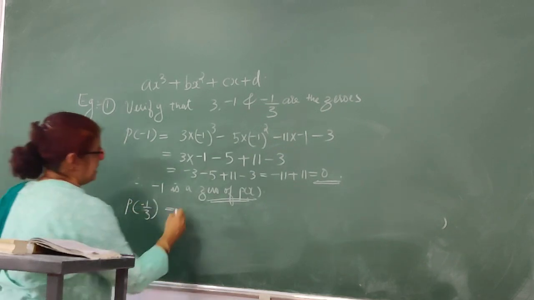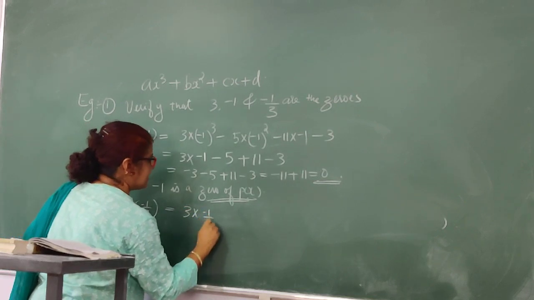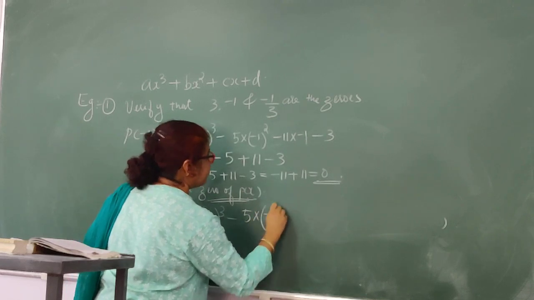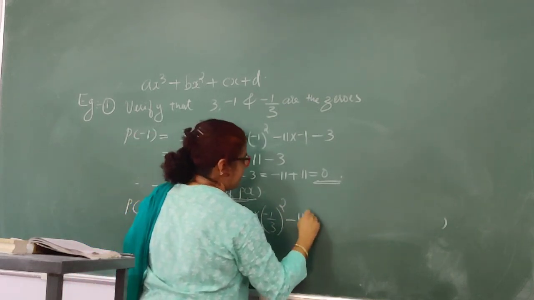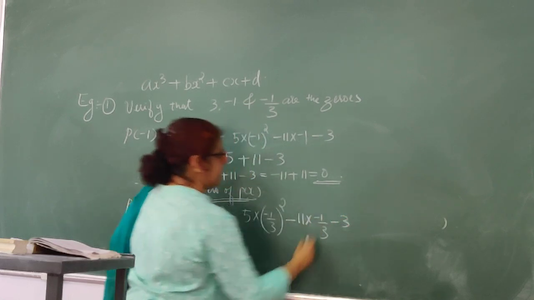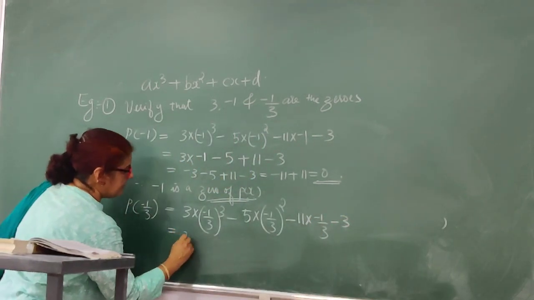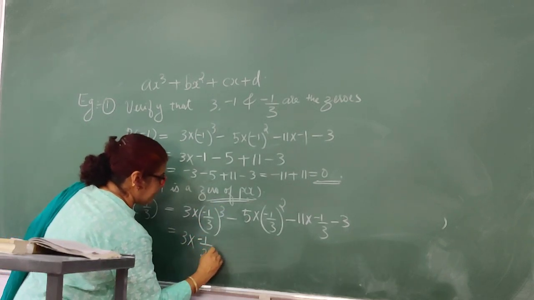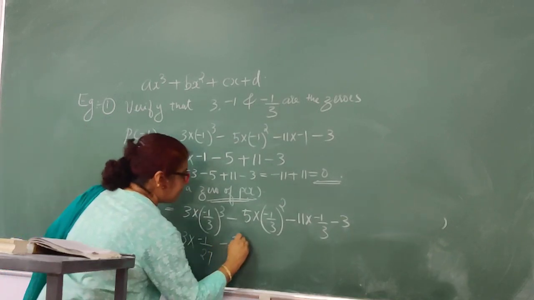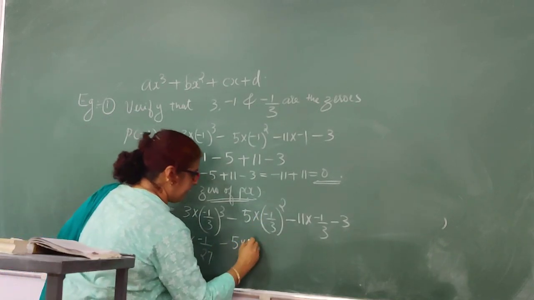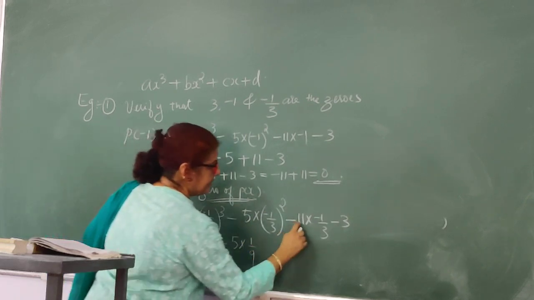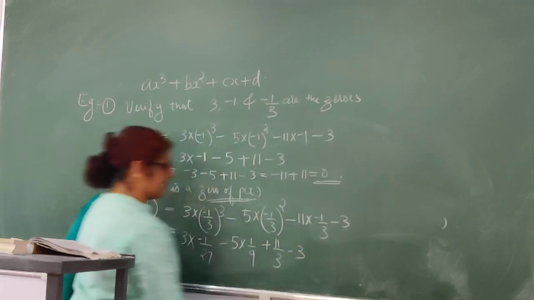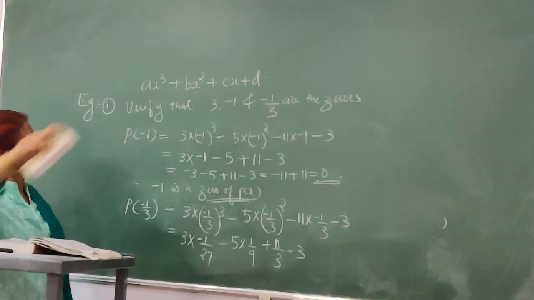P of minus 1 by 3 is equal to 3 into minus 1 by 3 cube, minus 5 into minus 1 by 3 square, minus 11 into minus 1 by 3, minus 3. That is equal to 3 into minus 1 by 3 cube, which is minus 1 by 27. And here 5 into minus 1 by 3 square is plus 1 by 9. Then minus of minus is plus 11 by 3, minus 3. We are going to continue here.